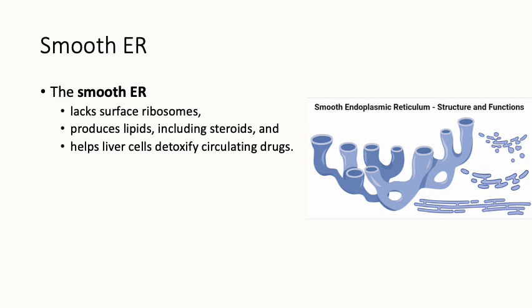Unlike the rough ER, the smooth endoplasmic reticulum does not have ribosomes attached to its surface. Its functions are very different and focus mainly on lipid production. The smooth endoplasmic reticulum synthesizes lipids such as phospholipids and steroids, which are essential components of the cell membrane and signaling molecules. In liver cells, the smooth ER plays a critical role in detoxifying drugs and harmful substances, making them easier to remove from the body.